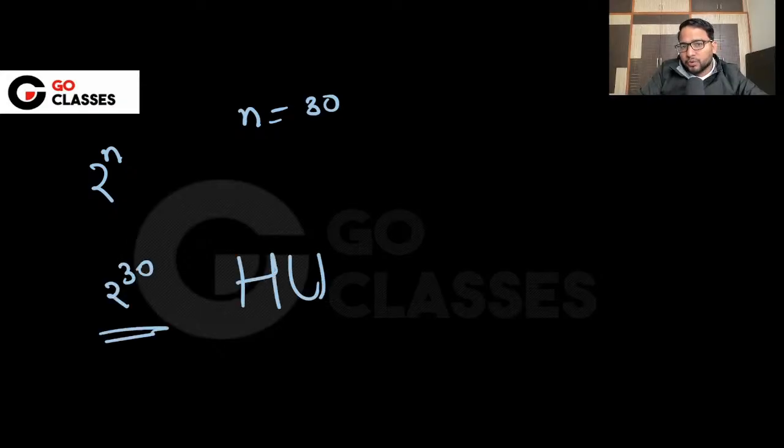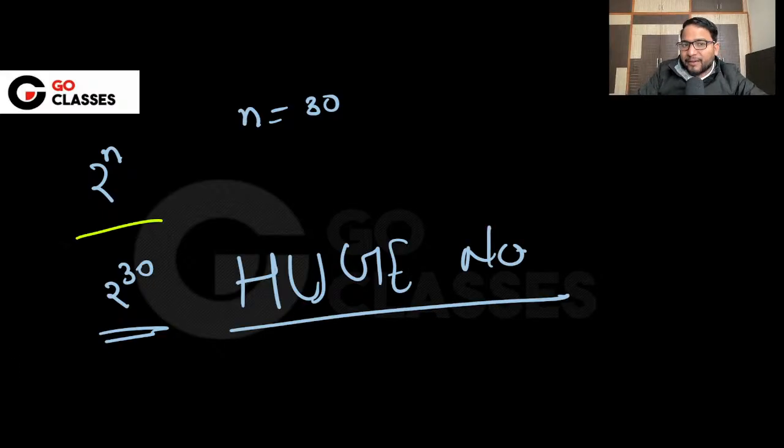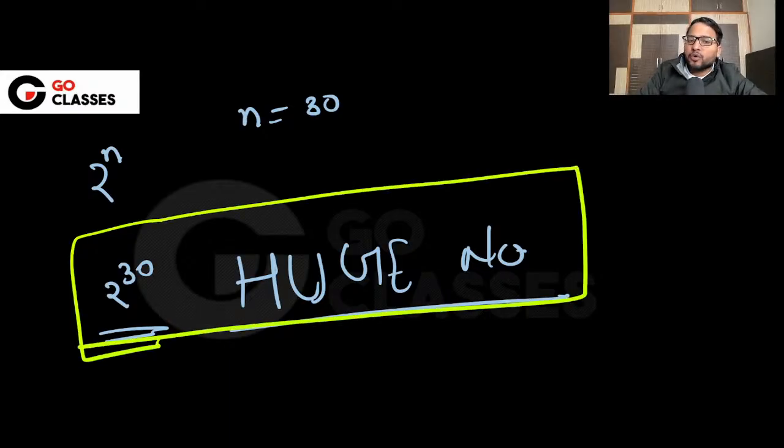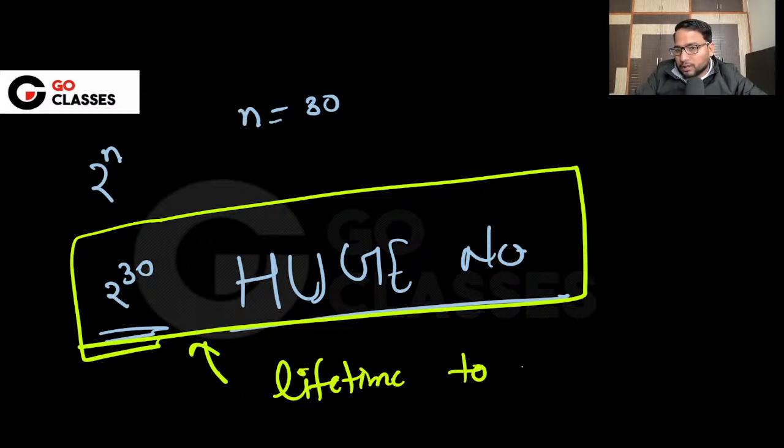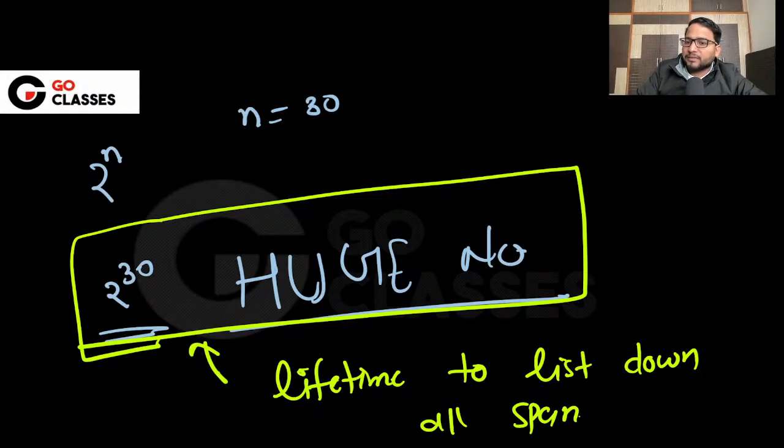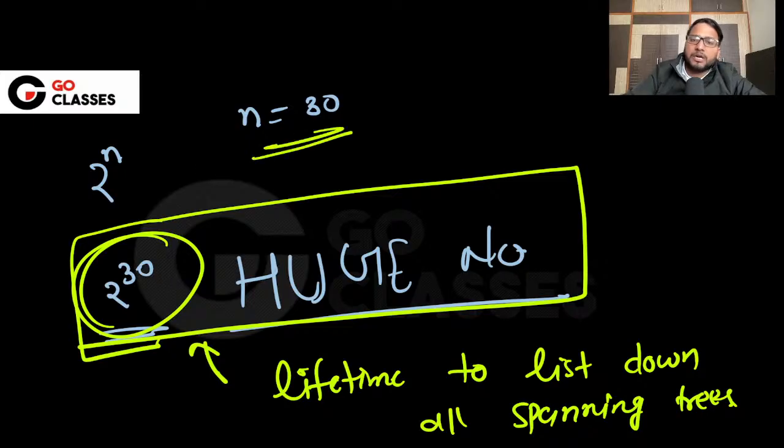See, for example, even for 2 power n, if n equals, let's suppose, 30, then 2 power 30 is a huge number. Let me tell you that this number is so huge that even if you take a lifetime to compute the minimum spanning tree of a graph, you won't be able to do it. It will take a lifetime to list down all spanning trees and find the minimum. Just for n equal to 30 it is a huge number. Suppose n is 100, it is a very huge number. So that's why it is not possible.